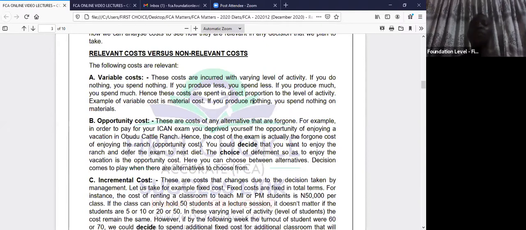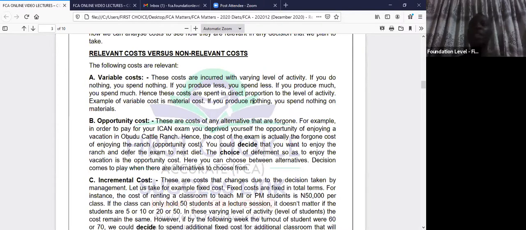Okay, if you decide to pay for your ICAN exam, let's say you are paying for one paper and that paper is 32,000, and you decide that this money I'm using to pay for the ICAN exam is what I would have used to go to, let's say, Obudu Cattle Ranch to enjoy yourself as in vacation, or do one thing or the other, give yourself a treat, or maybe buy a new phone. Who knows? Okay, the opportunity cost of writing the ICAN exam is that forgone alternative.